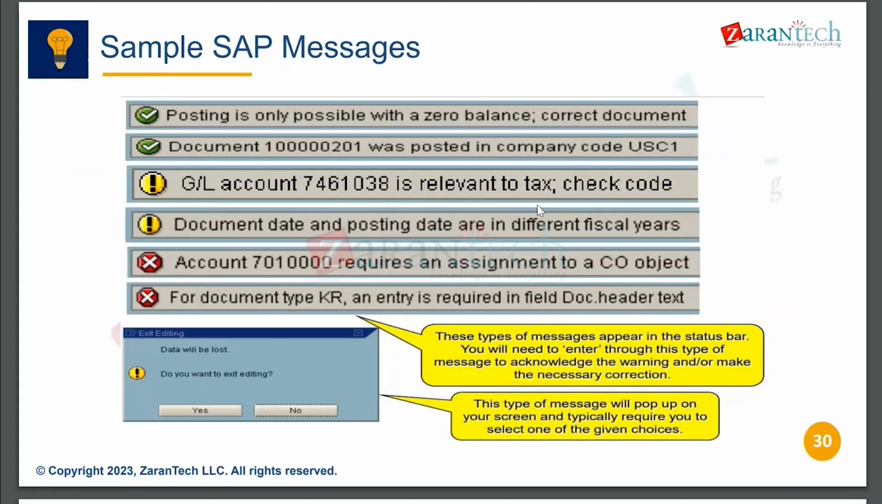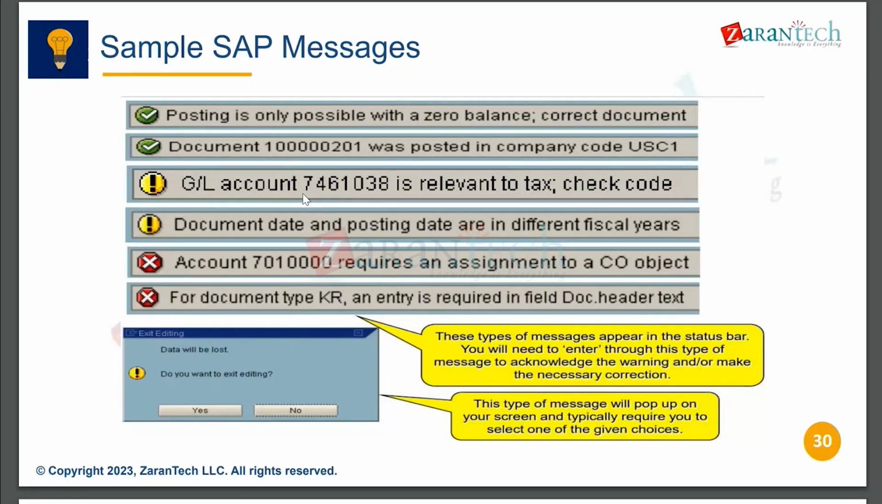Okay, so these are some examples. If it is a success message, it will come in green color. It will give the document number, or inspection lot number created, or a GR number posted, like that. Then there is the warning message. It's just information.